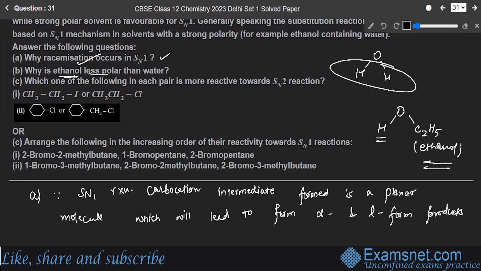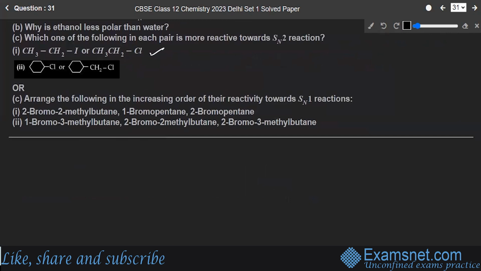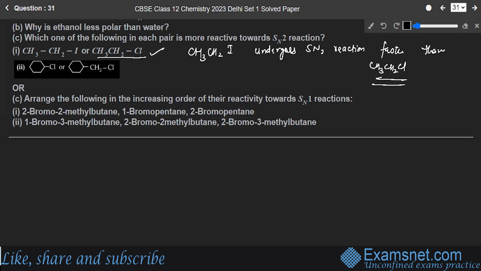Hope you got that. Next is, which one of the following in each pair is more reactive towards SN2 reaction? So these are the two questions given to you. Let's erase the screen. So here is the first one. You have CH3CH2I and CH3CH2Cl. Out of these two, CH3CH2I undergoes SN2 reaction faster than CH3CH2Cl.